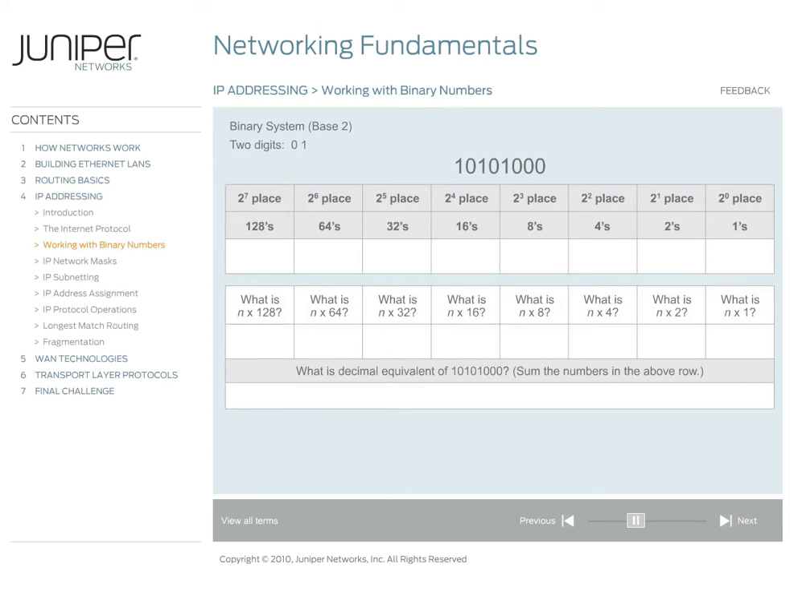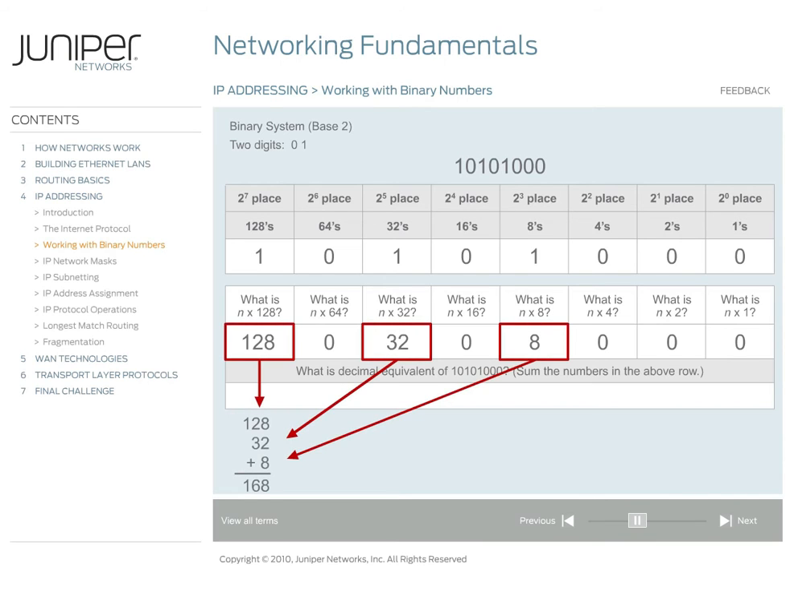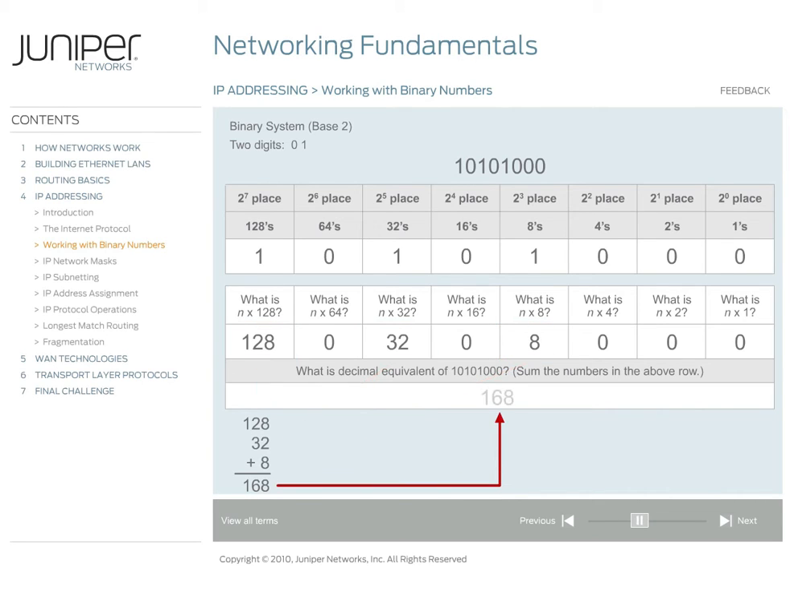Following the same procedure, we determine which bits are turned on, calculate their decimal equivalent values based on the powers of 2, and add these numbers together. Here, the 128th place, 32's place, and the 8's place are all turned on. Adding these 3 values together, the decimal equivalent of this binary number is 168.